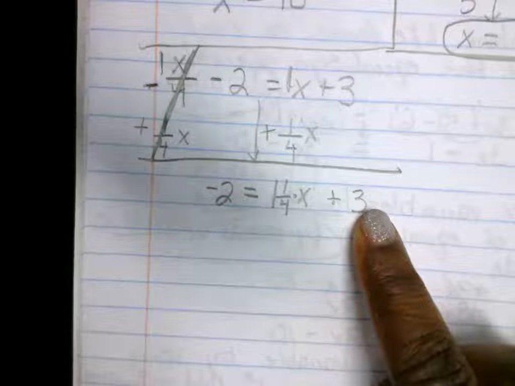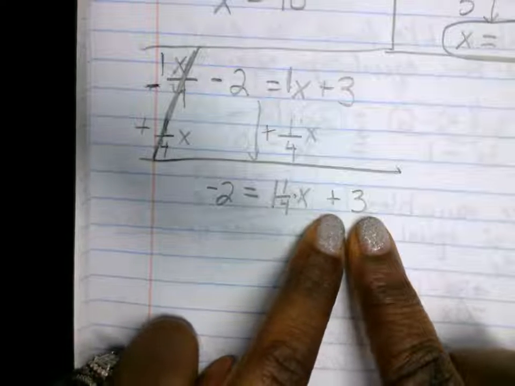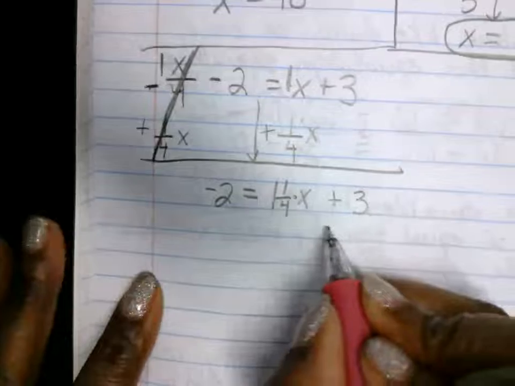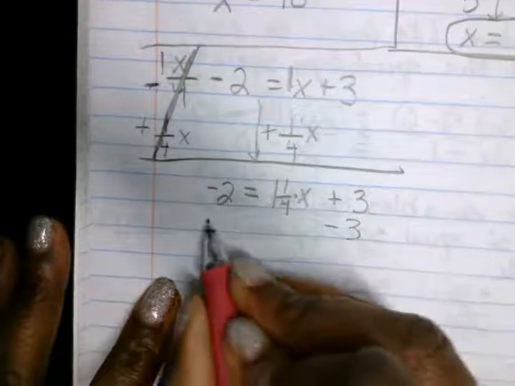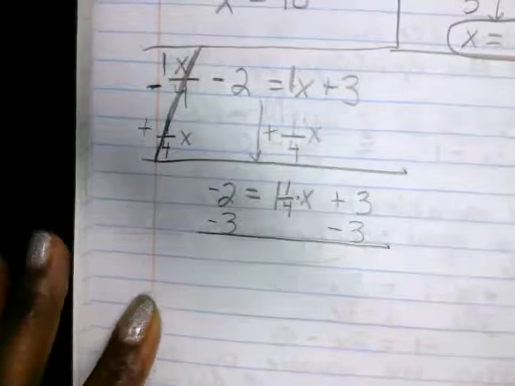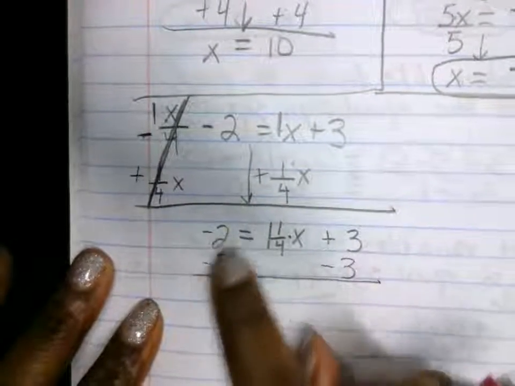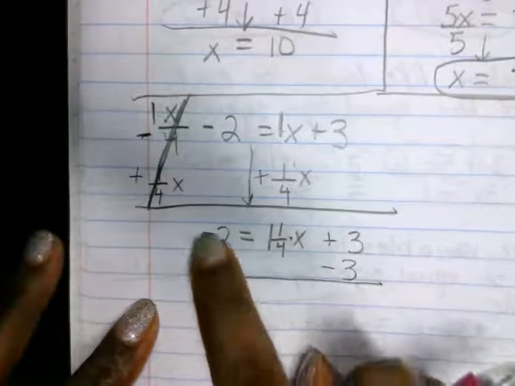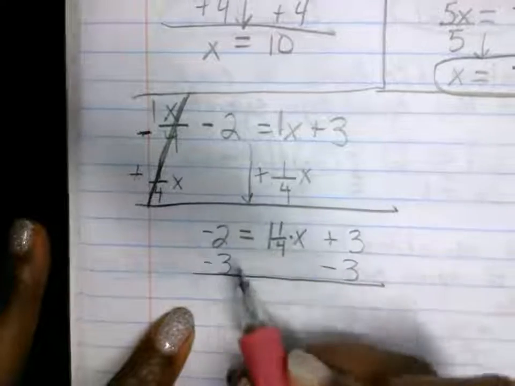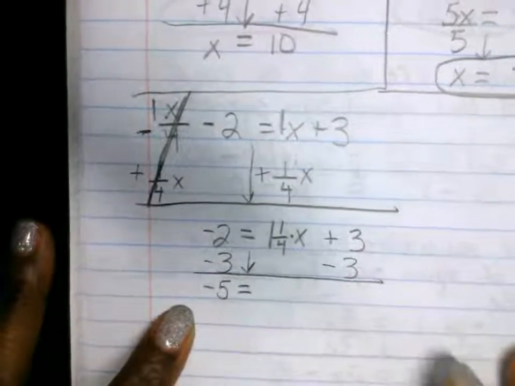Great job. How do I move or get rid of a positive 3? I subtract it. Very good. So I'm going to subtract 3 on both sides. Pencils down. When I subtract 3 on this side, negative 2 minus 3, what is negative 2 minus 3 equal to? Negative 5. Very good, Ricardo. This is negative 5. Bring down my equal.